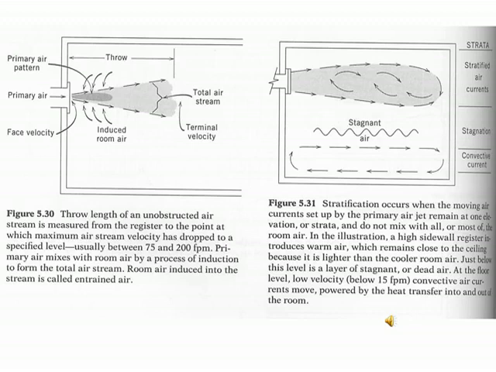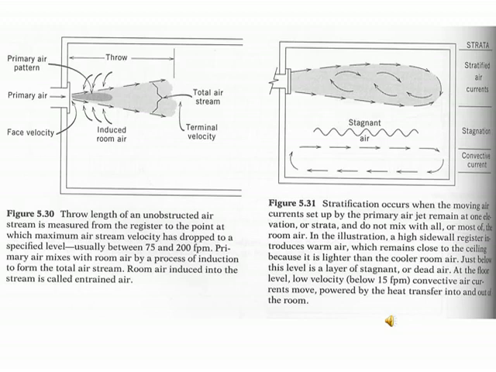Primary air has face velocity, induces room air into the air stream, and has a terminal velocity. The throw length of such an air stream is measured from the register to the point at which the maximum air stream velocity has dropped to the specified level. Usually it's 75 to 200 feet per minute. So primary air mixes with the room air by a process of induction into the air stream. The room air induced into the stream is called entrained air.